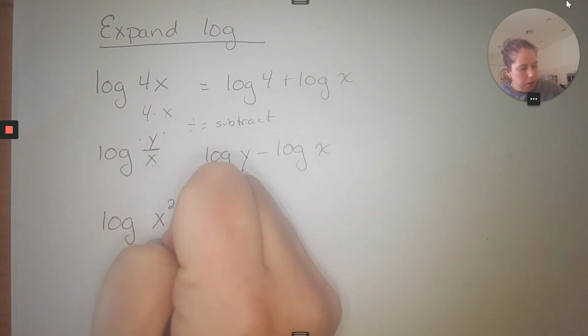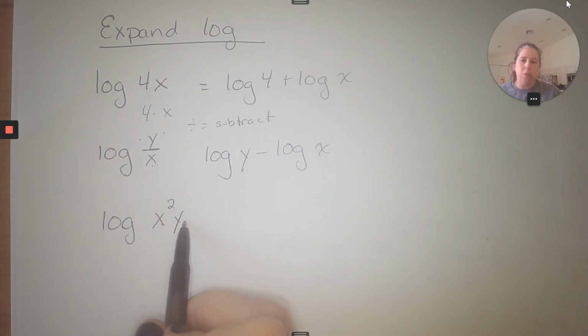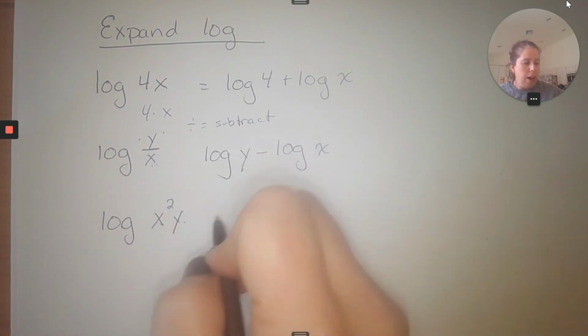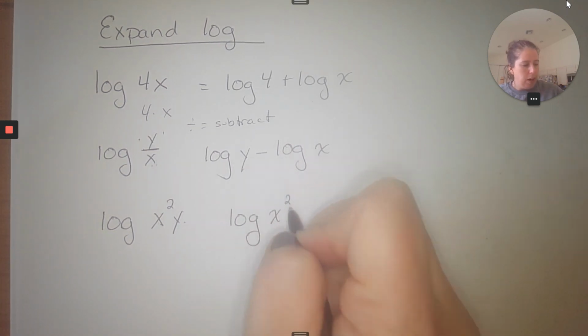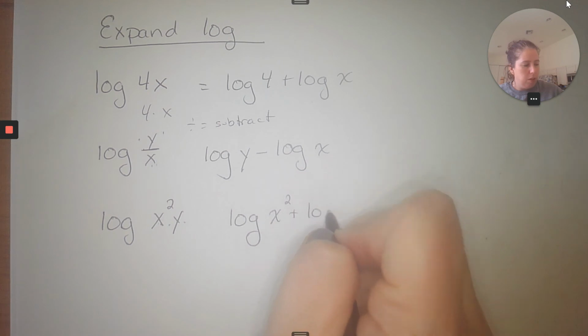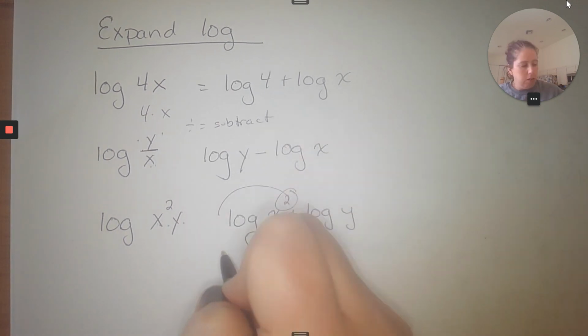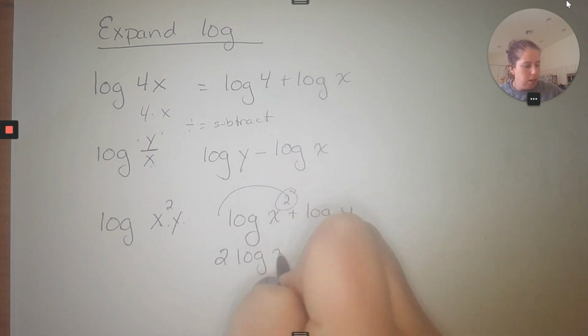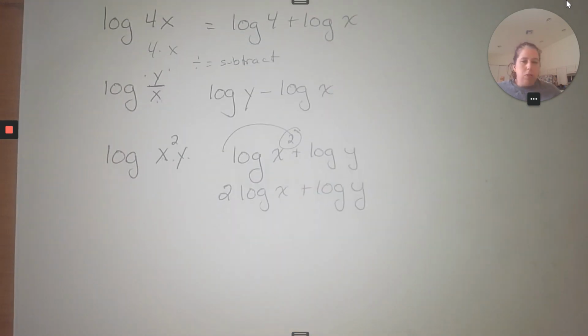x squared y. Okay, so we got 2 terms, right? X and y, so we need 2 logs. I would separate them first for most of you. Some of you guys are going to be able to do this. So log x, so multiply means add, so plus log y. And then you got to take the exponent, guys, and drop it back down. So your answer would actually be 2 log x plus log y. Okay.